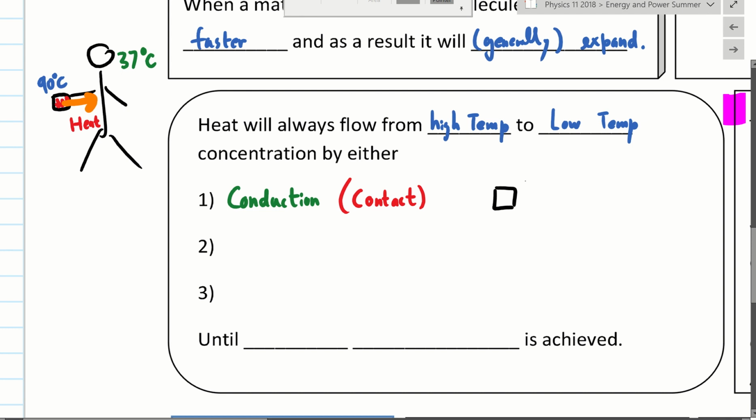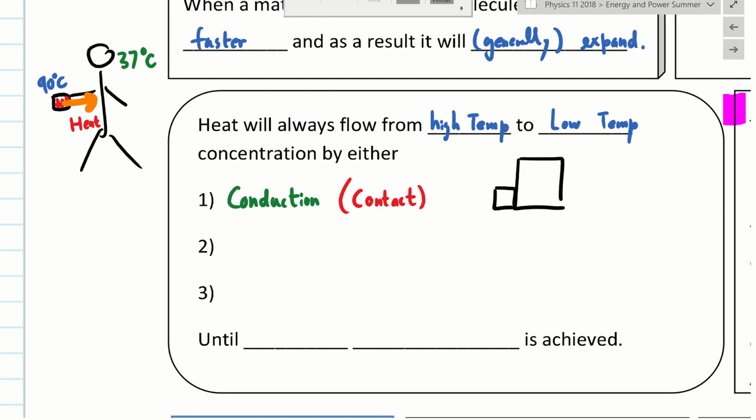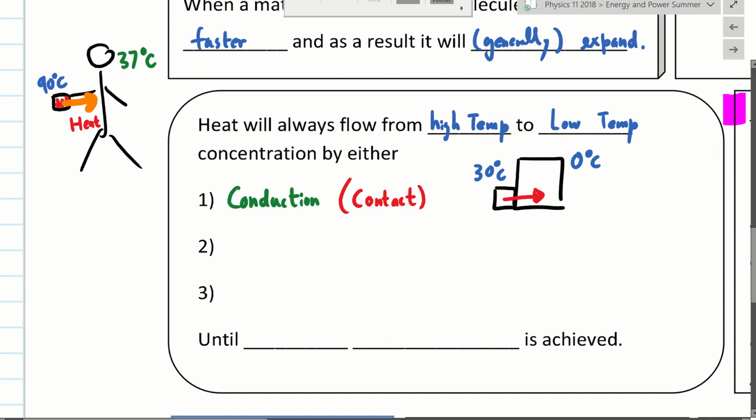So you can have a small object, a bigger object. Whichever one has the higher temperature is going to transfer energy to the one with lower temperature. So for example, if the object on the left is, let's say, 30 degrees Celsius, but the object on the right is at 0 degrees Celsius, then the direction of energy transfer is this way. It doesn't matter that the object is bigger on the other side.